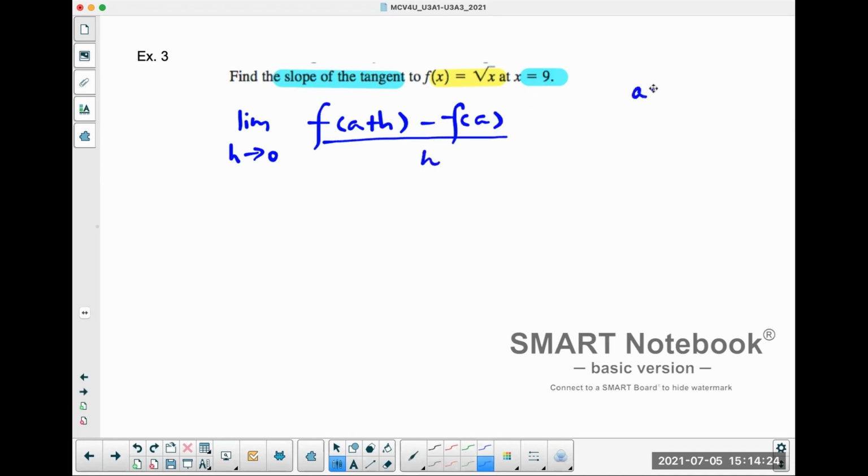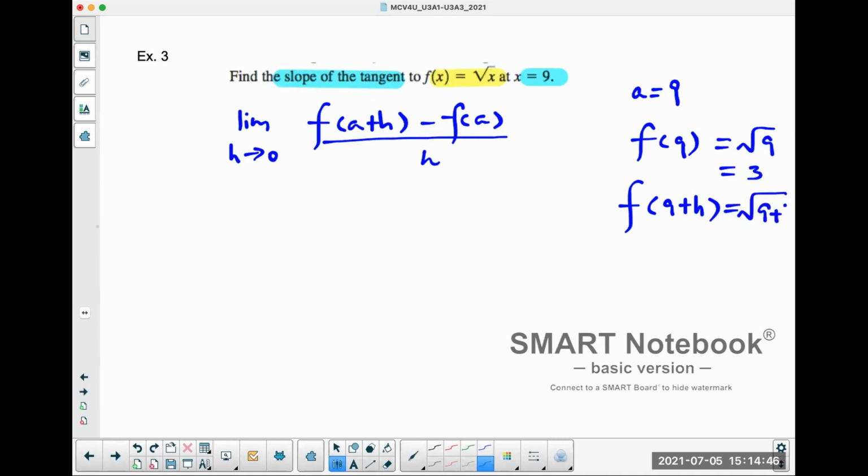This time, a is 9. So I need to find f at 9, and I need to find f at 9 plus h. The function is the square root of x. So the square root of 9, well, that's good. That's 3. Here, you're going to get the square root of 9 plus h, which we can't really simplify. Okay, so let's put it in here first. Equal to the limit h approaches 0, square root of 9 plus h minus 3, over h.